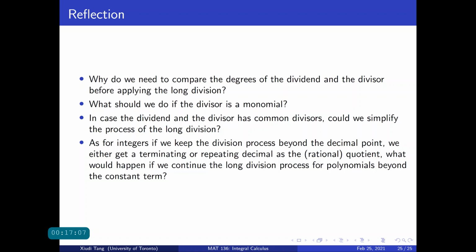And for integers, if we do not stop the division process, but keep going even beyond the decimal point, we will get a quotient with a decimal part. Either it will be a terminating decimal or a repeating decimal. So what would happen if we continue the long division process for polynomials beyond the constant term?